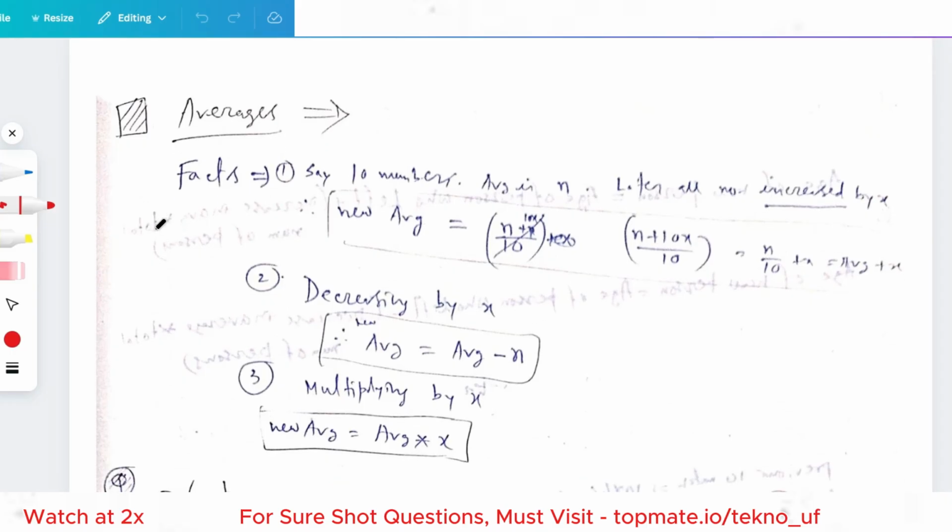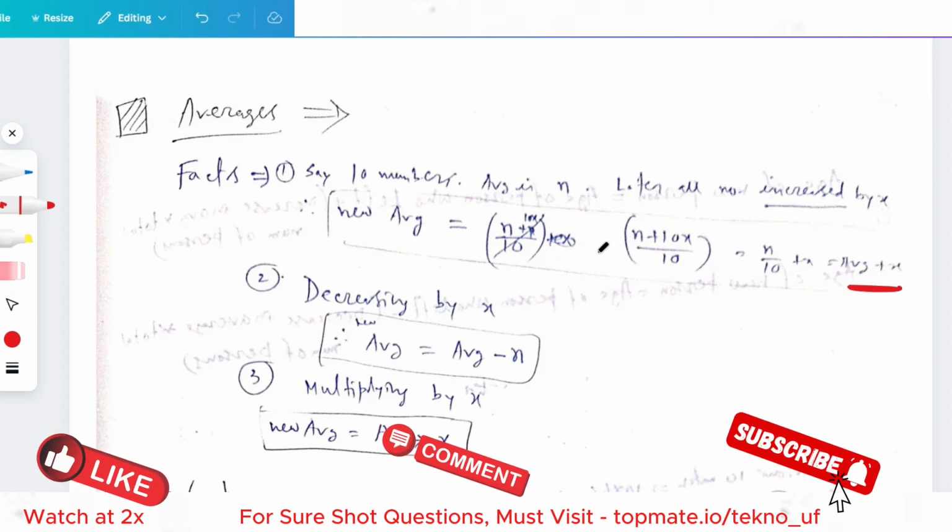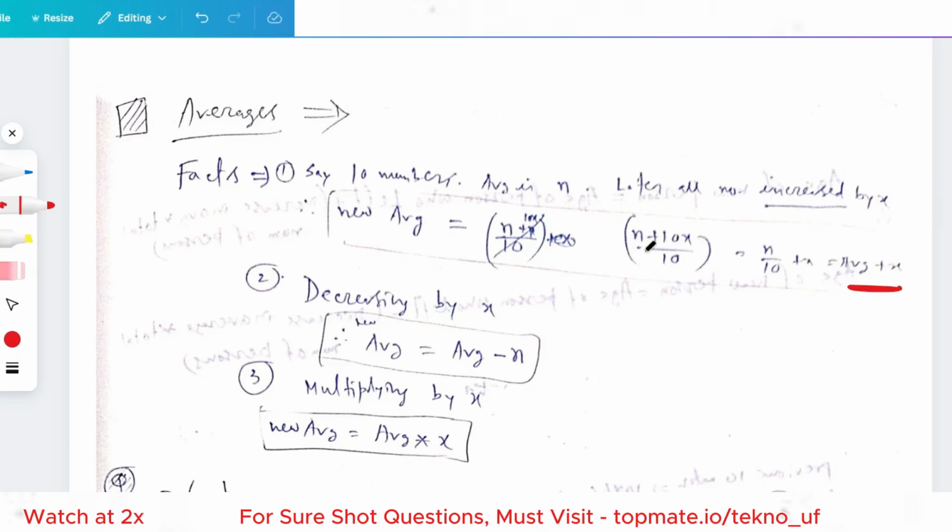So some few facts. Let's say 10 numbers have average n, and let all numbers be increased by x. So what will be the new average? That is average plus x. Okay, so basically if you calculate from the very beginning, then you can calculate this way. But the gist is, if there are 10 numbers and the average is n, and later all numbers are increased by x, then the new average will be the earlier average plus x.